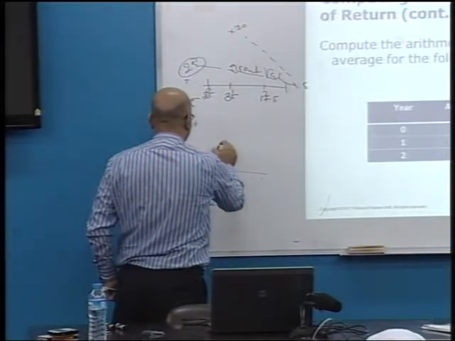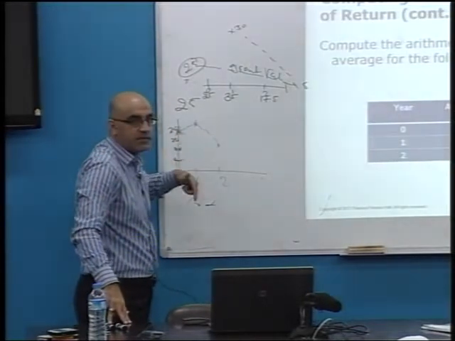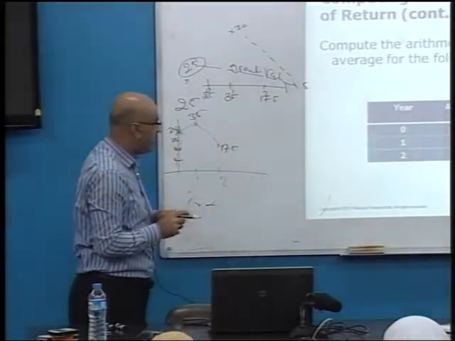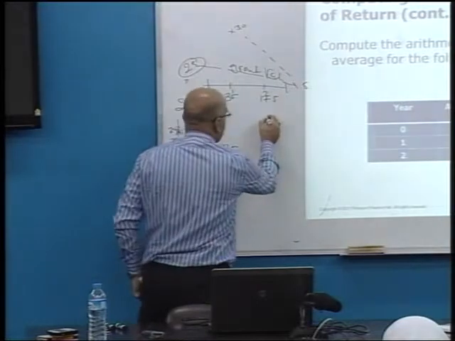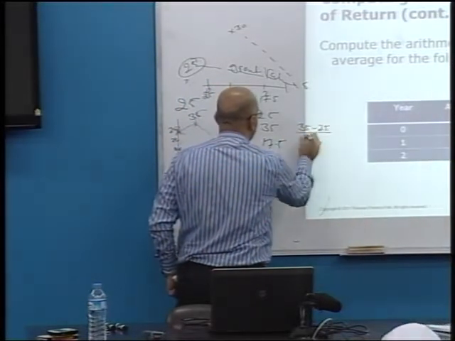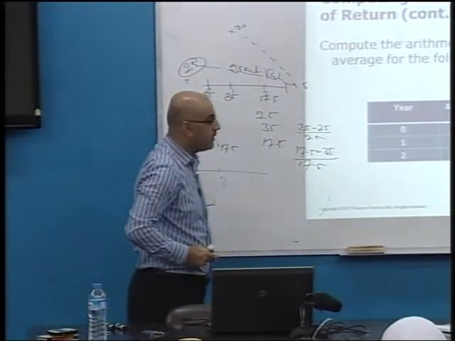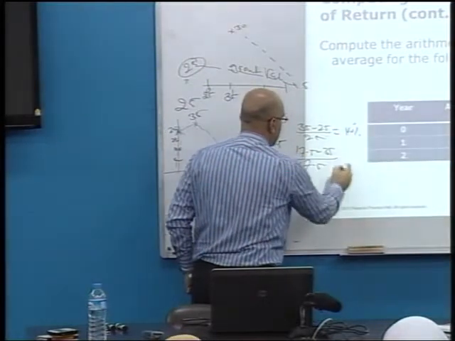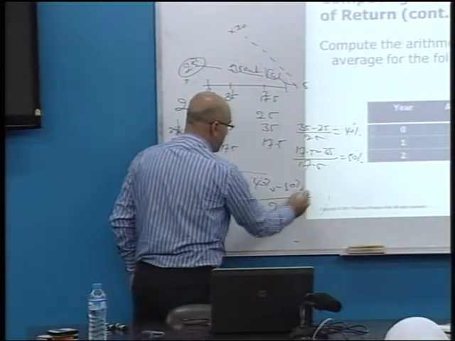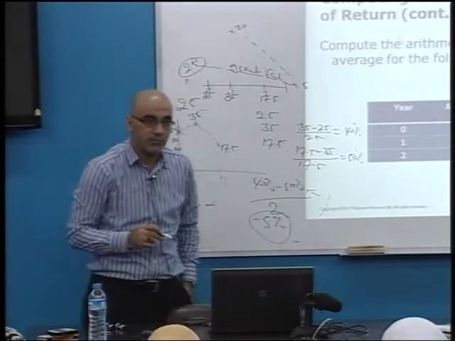So let's go here. The growth rate based on the geometric average: it was 25, then 35, and here is 17.5. If we want to calculate the average rate of return for the arithmetic, go with 25, 35, and 17.5. Do it like this: 35 minus 25 divided by 25, and then 17.5 minus 35 divided by 35. So this is 40%, and this is minus 50%. Then 40% minus 50% divided by 2, we have minus 5%. This is based on the arithmetic.